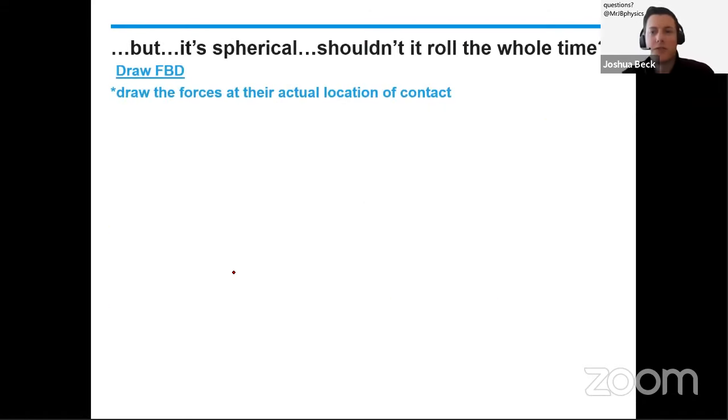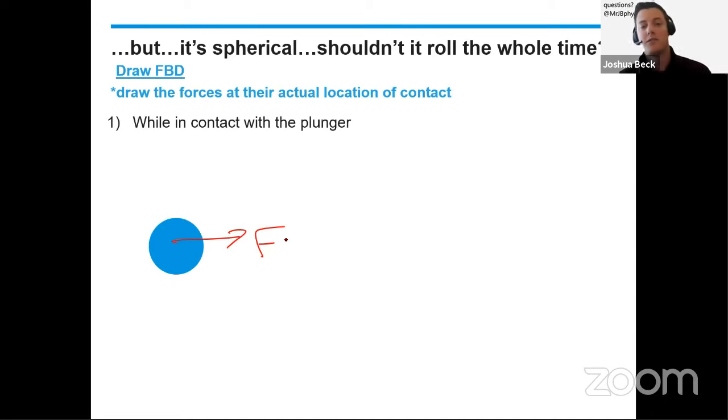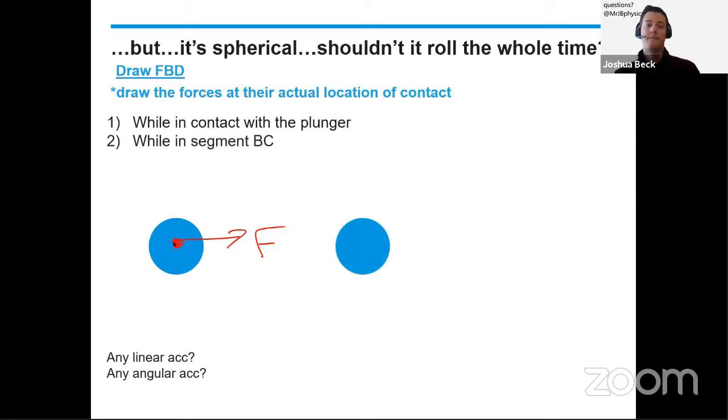Now you might be saying, well, it's spherical. Shouldn't it be rolling the whole time? Well, let's see. While it's in contact with the plunger, I've got a force right here. Just going to deal with the horizontal forces. I've got a force right here. Is that force offset from the center of mass? No. So will it create a linear acceleration? Yes, but an angular acceleration? No, that's not going to generate any torque.